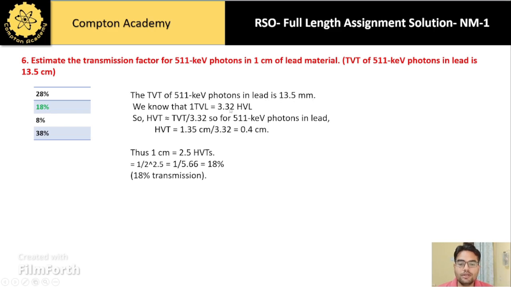We know that 1 TVT is equal to 3.32 HVT, and HVT can be calculated as TVT divided by 3.32. By putting the value of TVT in this equation, we get the HVT value as 0.04 centimeter, and 1 centimeter would be equivalent to 2.5 HVTs, and 1 upon 2 raised to power 2.5 equals 1 upon 5.66, which is equal to 18%. This will be the transmission of the intensity of the photon after passing through 1 centimeter of lead material.